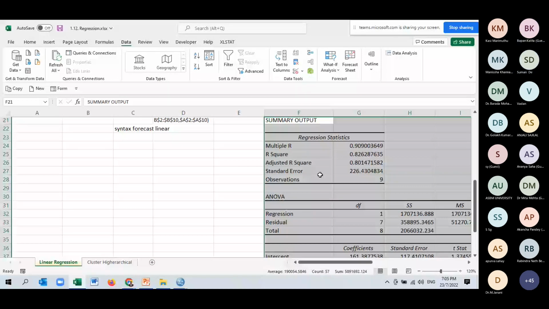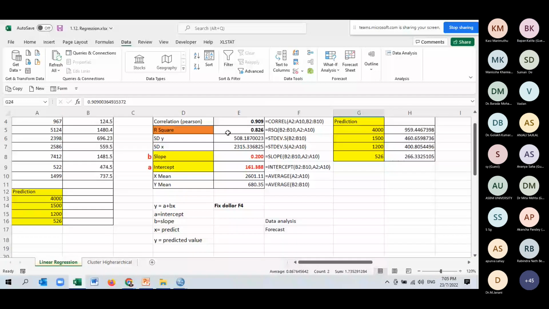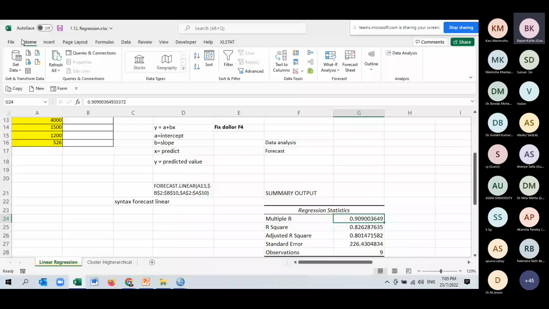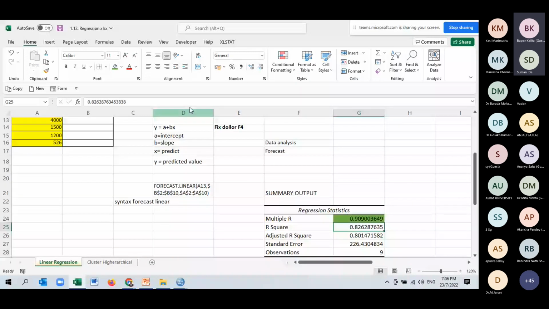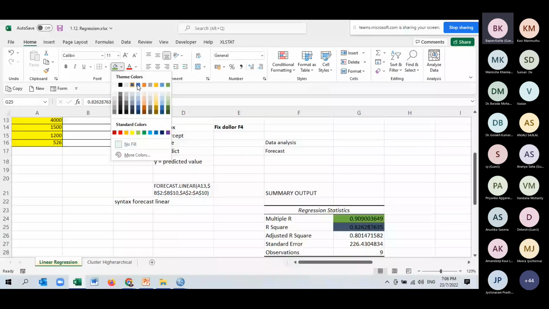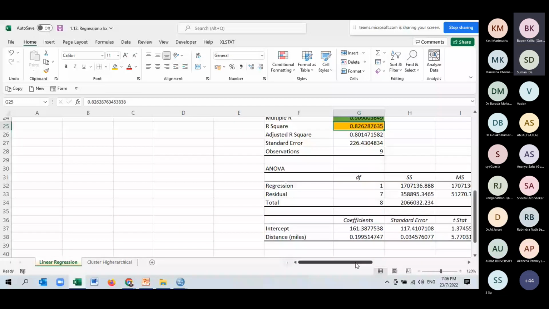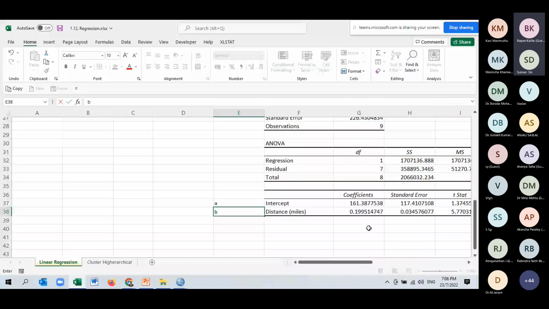So we calculated the correlation 0.909. This is the correlation. This is actually the R square value. We calculated 0.826. And then this is what we calculated. This is what you call A and this is B. Intercept and slope, 0.20.